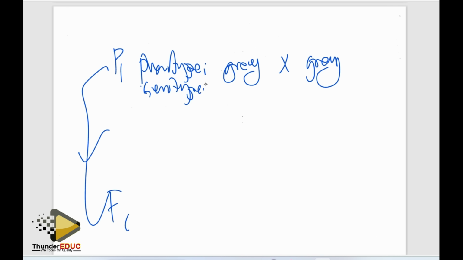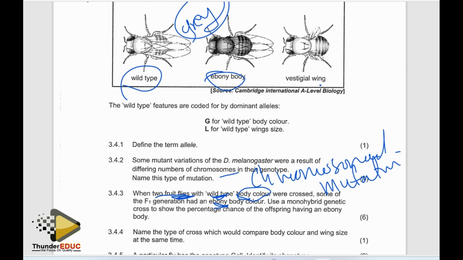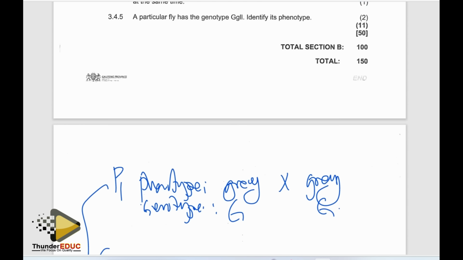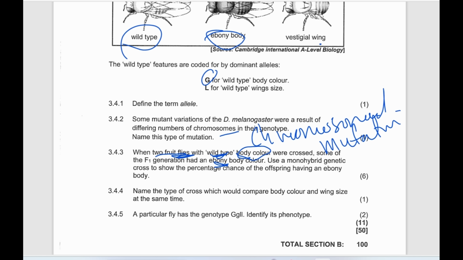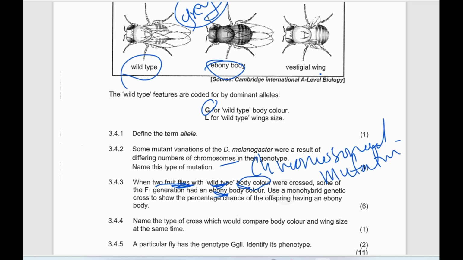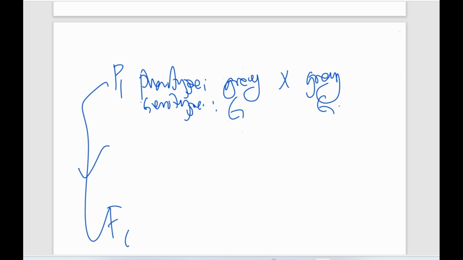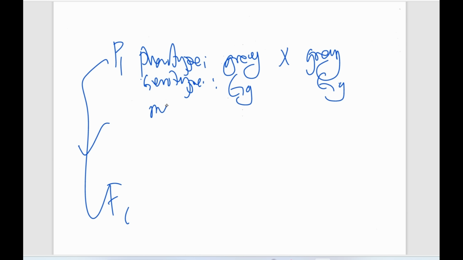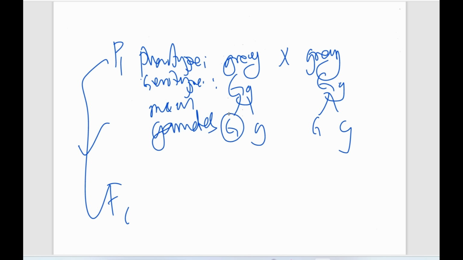So now we go to genotype. It's gray. They said wild type is capital G, so it's capital G, capital G. But they say they produced ebony. Ebony is the recessive allele. Therefore, it's gonna be small g, small g. Why do we say it's a recessive allele? Because they showed it here. Then you say meiosis occurs, and then you have capital G, small g, and capital G, small g. Because these are gametes, you circle them. Don't leave them naked as if at the beach.